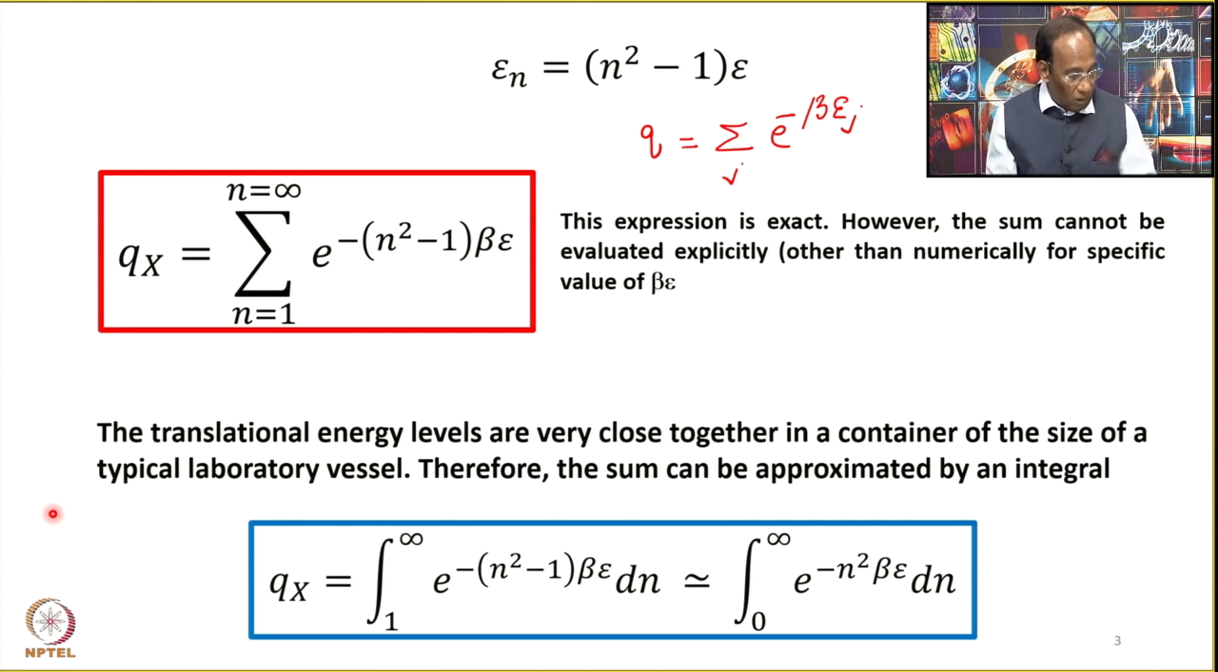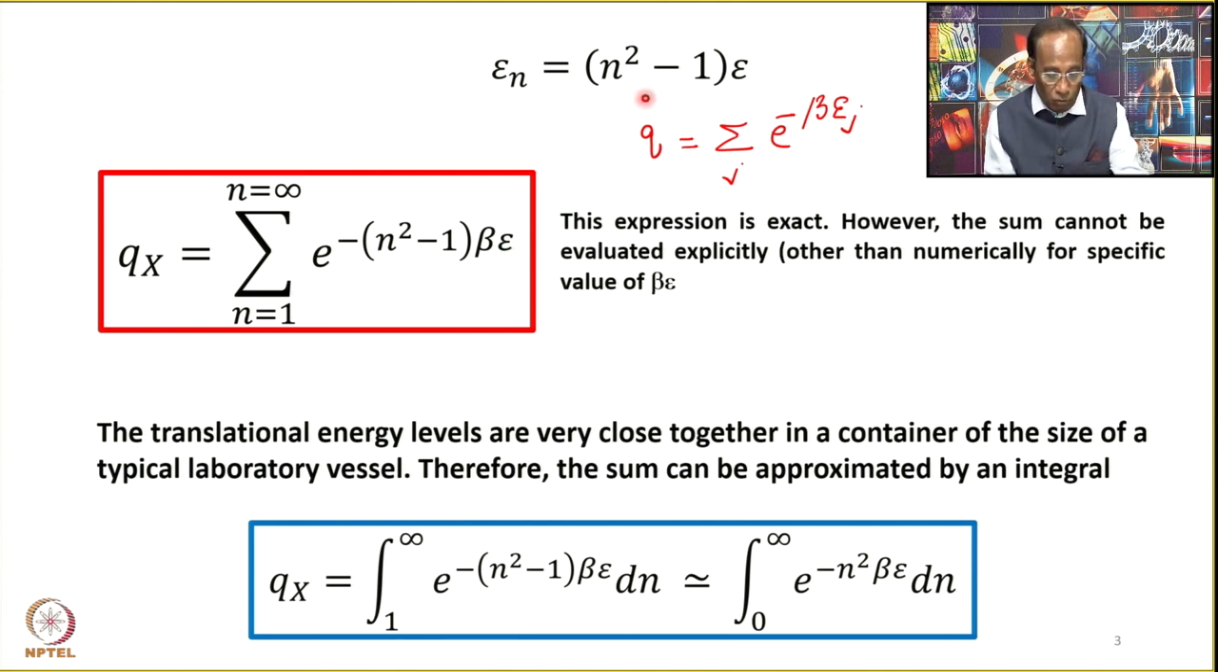So qx, the subscript x, identifies the movement only in one dimension, in a length x. The n value, we will now write summation. Summation, n value can assume from 1 to infinity. Exponential minus beta epsilon. Beta is there, and instead of epsilon, I am writing n square minus 1 into epsilon. This step should be noted carefully.